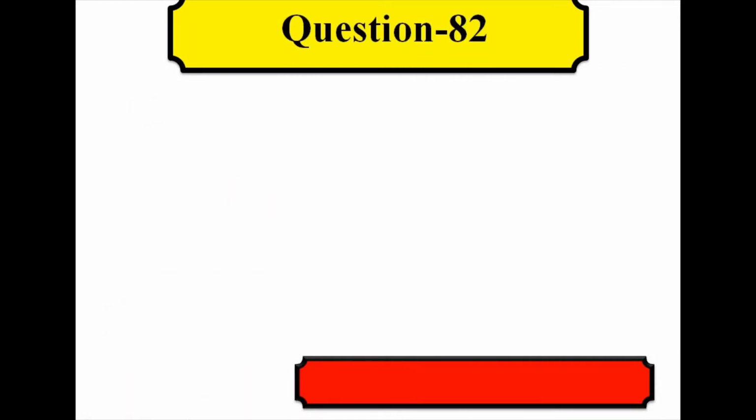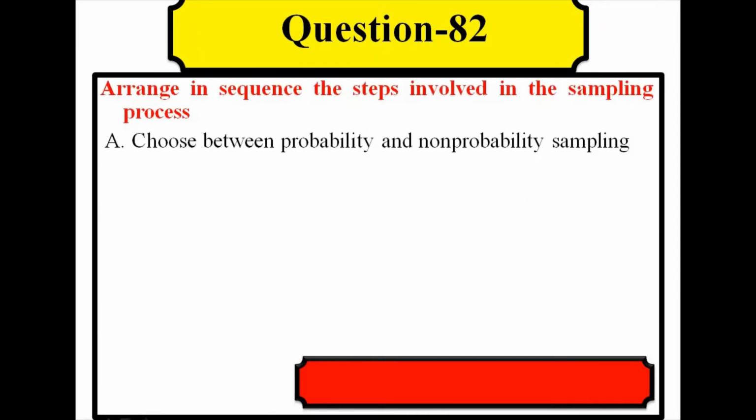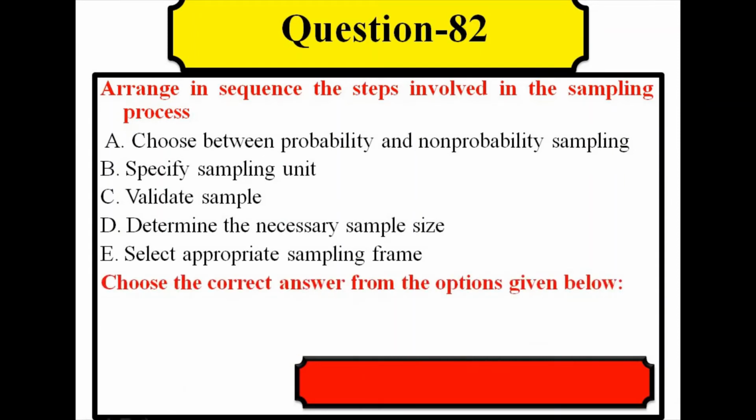Question 82. Arrange in sequence the steps involved in the sampling process. A. Choose between probability and non-probability sampling. B. Specify sampling unit. C. Validate sample. D. Determine the necessary sample size. E. Select appropriate sampling frame. Choose the correct answer from the options given below.